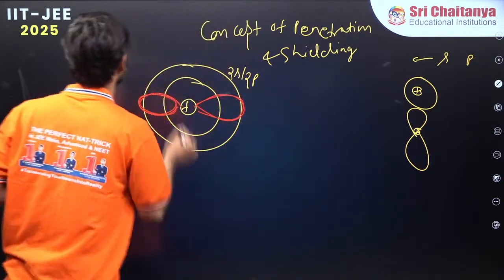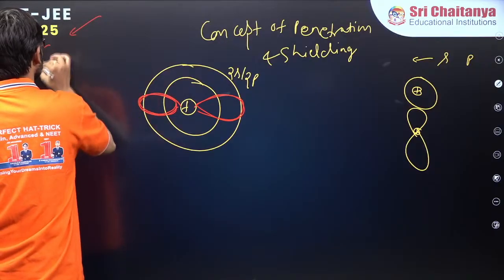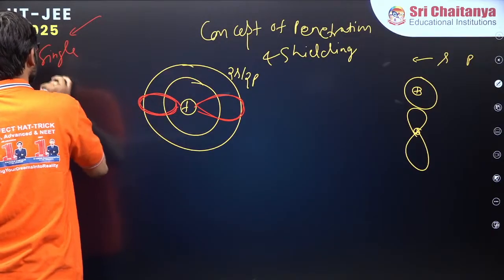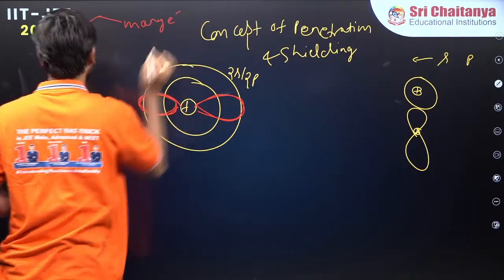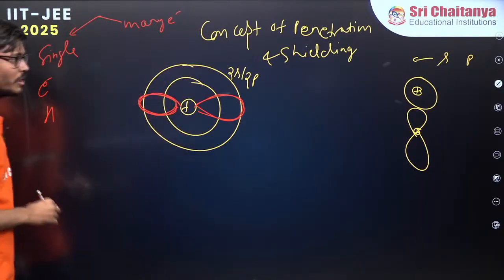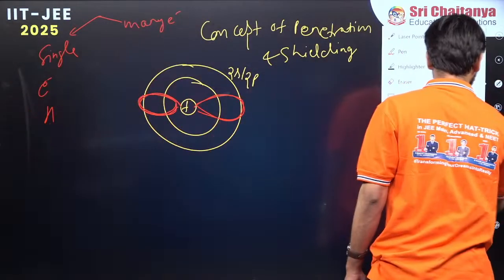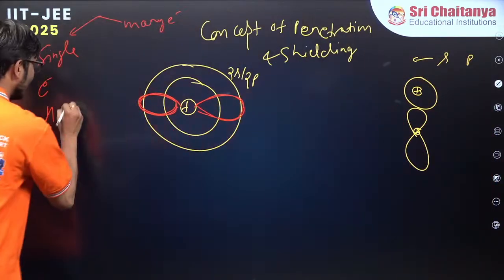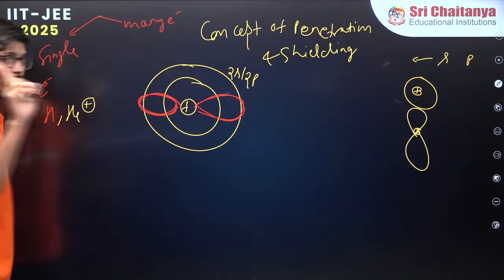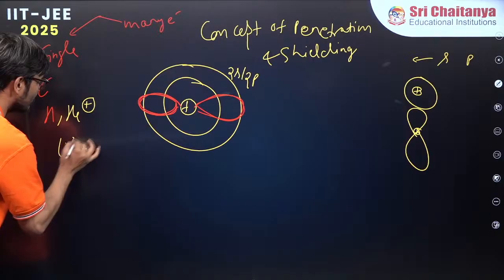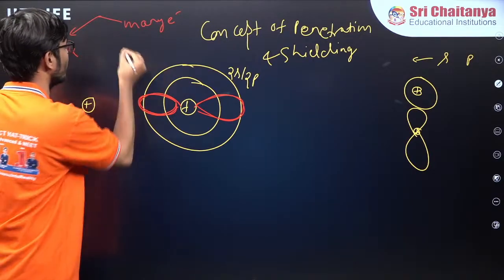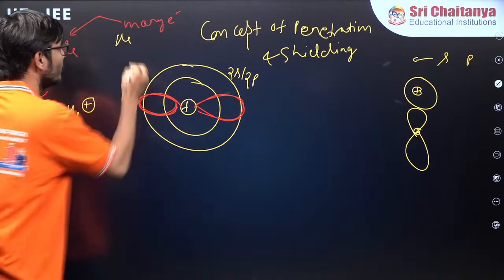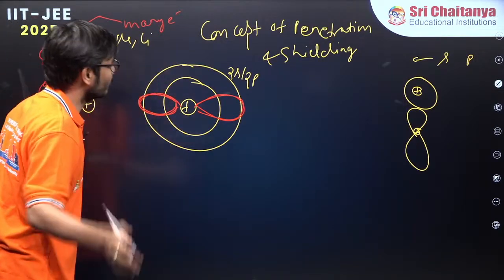So there is a concept called single electron atom, and one called many electron atom. Single electron means what, beta ji? Hydrogen. Hydrogen is a single electron atom. What else? Helium plus, single electron. And lithium 2 plus, single electron. Many electron means what? Helium, 2 electrons, lithium, 3 electrons, like that.